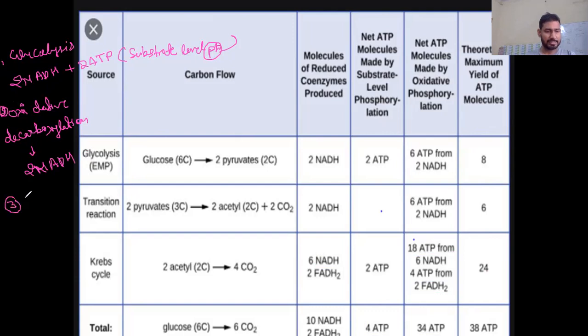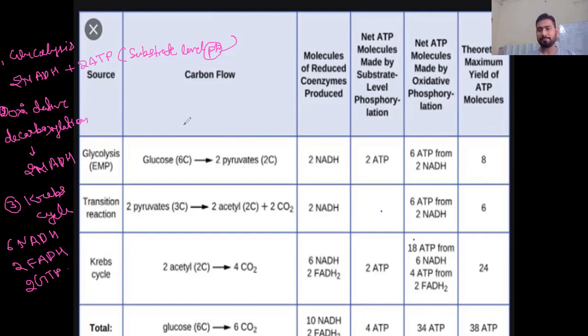Third is the Krebs cycle, which is very important. The Krebs cycle always takes place in mitochondria, and it is the site of aerobic respiration, because we are discussing aerobic respiration here. In the Krebs cycle, 6 NADH are going to form, and 2 FADH2 are produced, and 2 ZTP. These 2 ZTP are also formed through substrate level phosphorylation, but rather than ATP, they form as ZTP. This is also a type of ATP formed through substrate level phosphorylation.